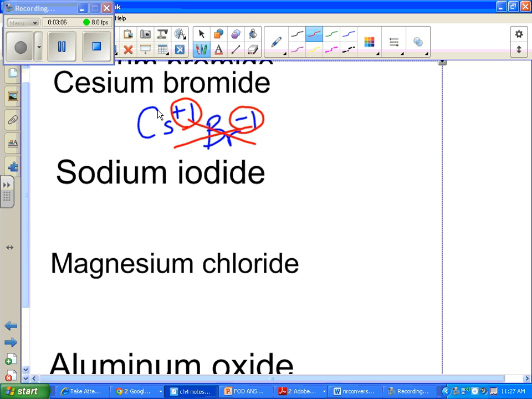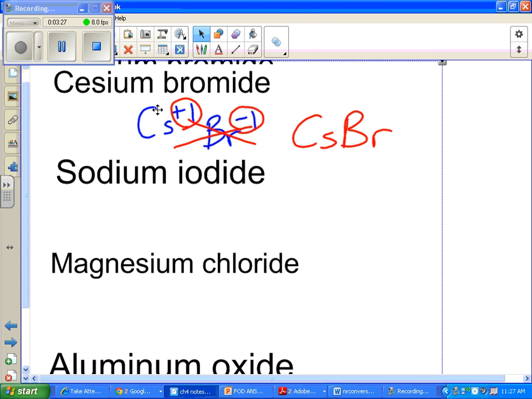What's really happening is an exchange of electrons, but at this time you don't need to know the reason yet. We're just learning how to put the formulas together. You will learn that later. So electrons are exchanged, which is why you see the charges moving to the opposite sides. And since they are both 1-to-1, it is written CsBr, cesium bromide.